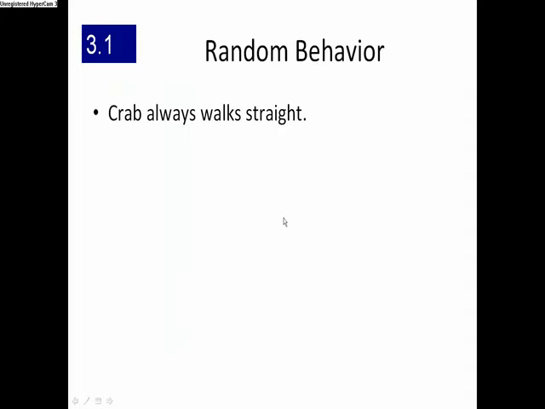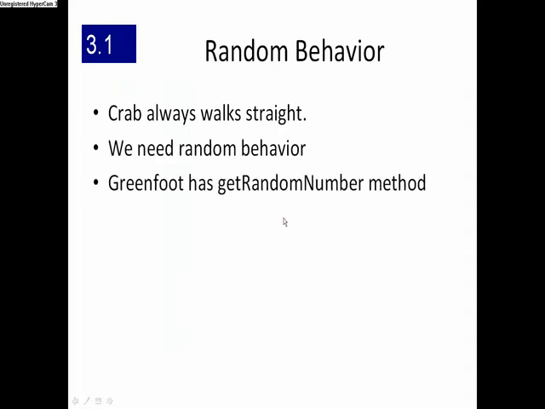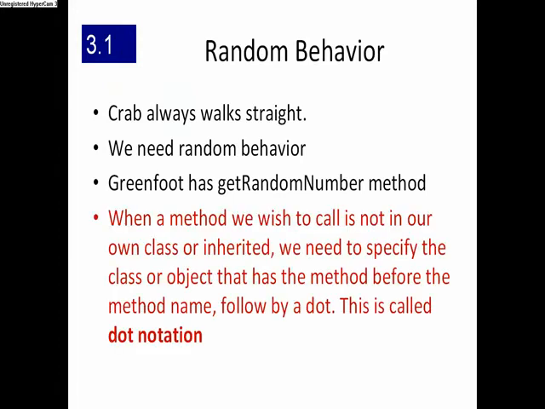So this is what we talked about. The crab always walks straight. We need to add random behavior. Luckily, Greenfoot has a getRandomNumber method that's going to help us do just that. Take this note: when a method we wish to call is not in our own class and is not inherited, we need to specify the class or object that has the method before the method name, followed by a dot. This is called the dot notation. Take that note.